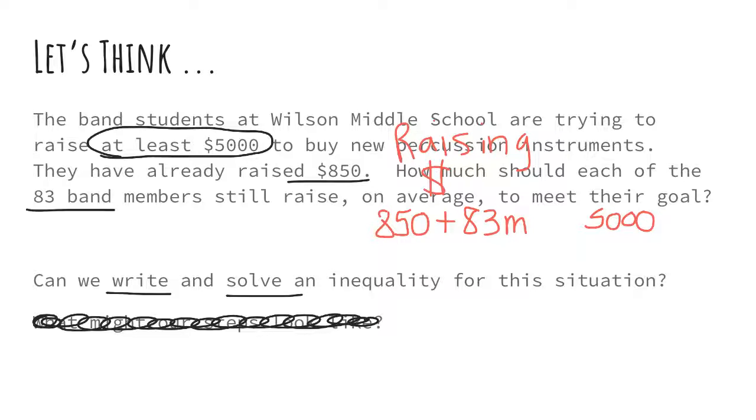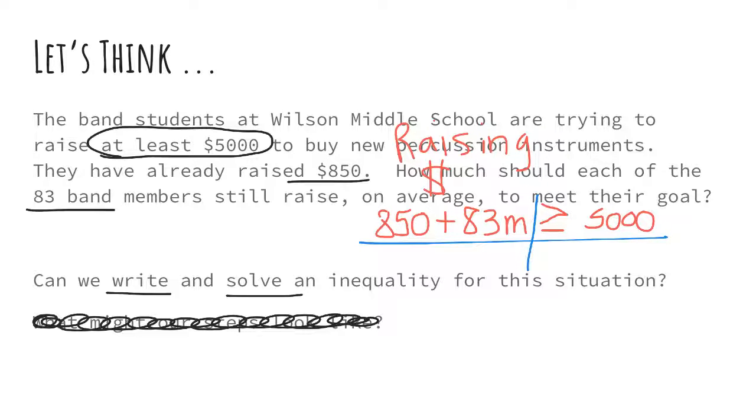It would be okay for it to be equal to $5,000, or the money raised could be more than $5,000. That would be okay too. So we have the raising money side is going to be greater than or equal to the $5,000. That is their goal.